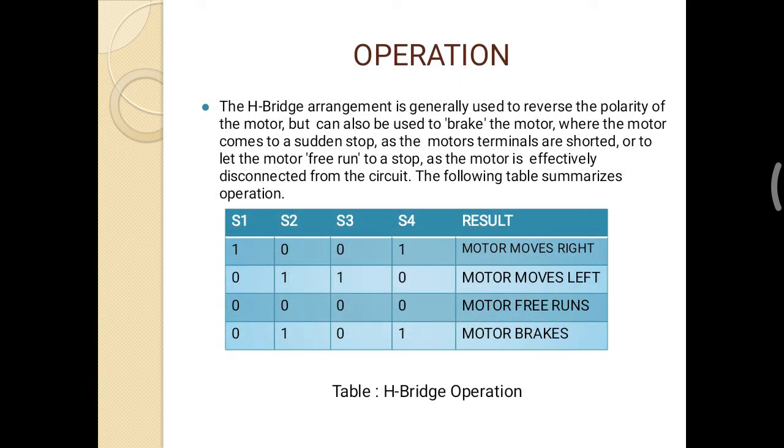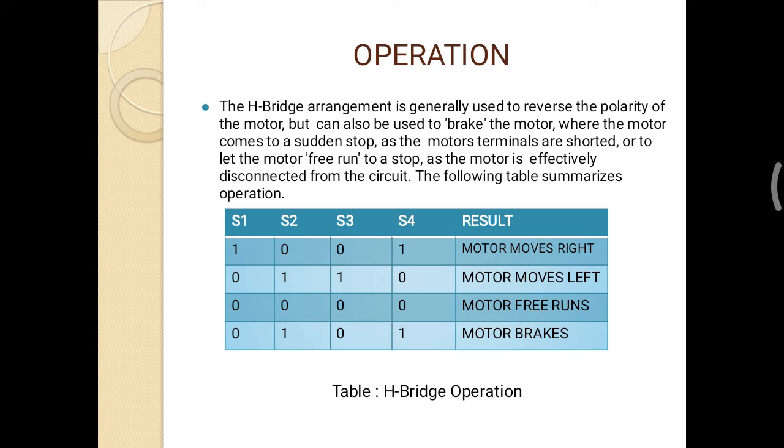Operation. The H bridge arrangement is generally used to reverse the polarity of the motor, but can also be used to brake the motor, where the motor comes to a sudden stop as the motor terminals are shorted, or to let the motor free run to a stop as the motor is effectively disconnected from the circuit. The following table summarizes the operation.